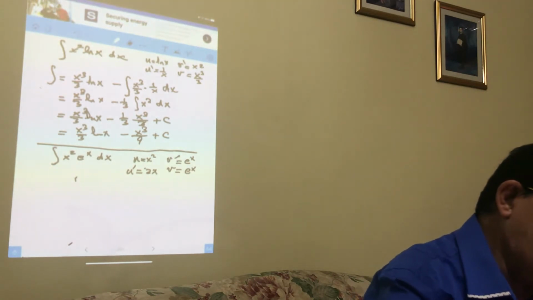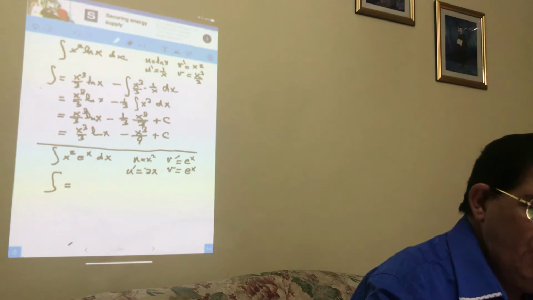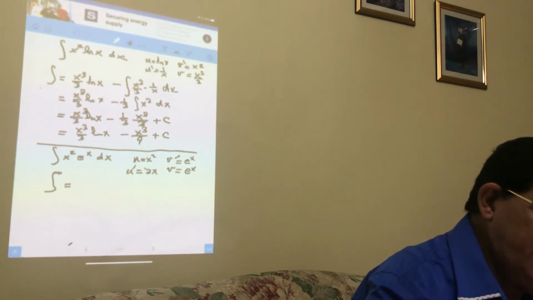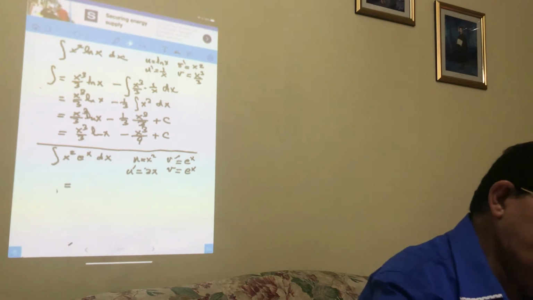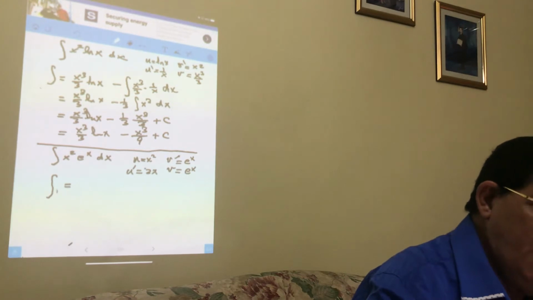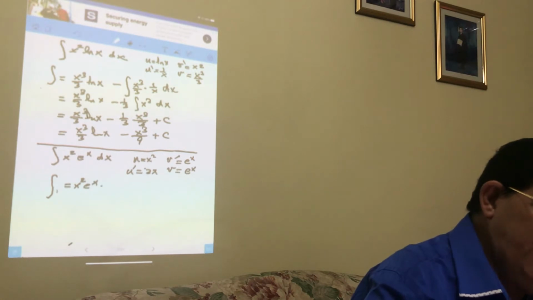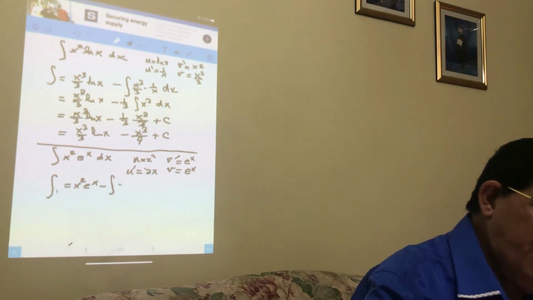Therefore our integration equals uv, x squared e power x, minus the integration of v u dash, e power x times 2x dx.